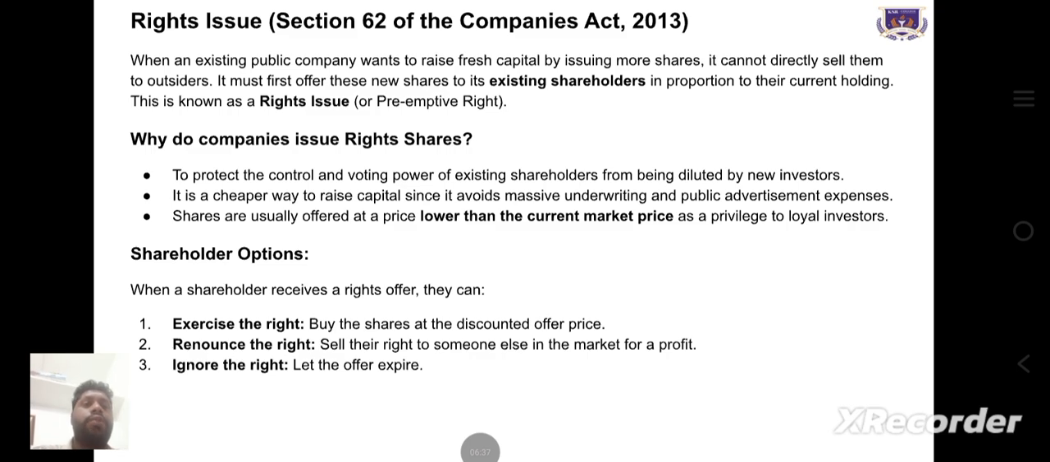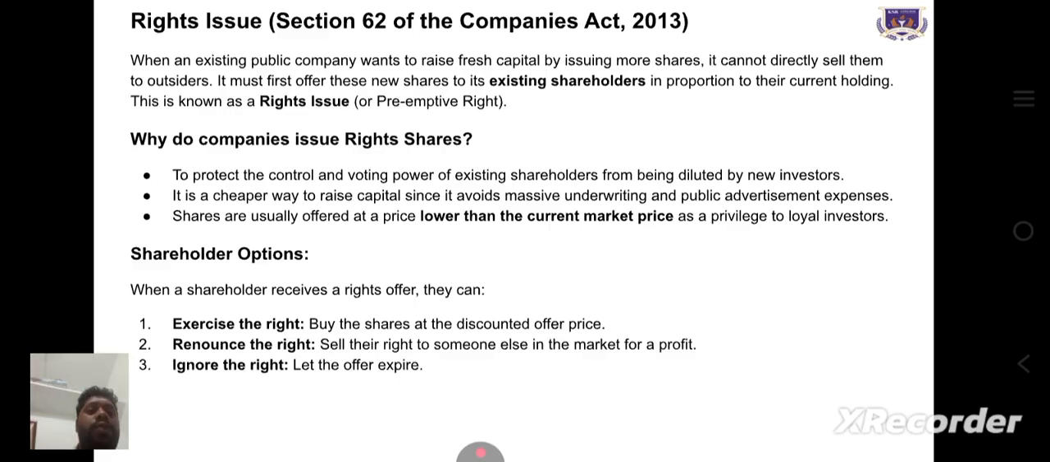Rights issue. Section 62 of the Companies Act 2013. When an existing public company wants to raise fresh capital by issuing more shares, it cannot directly sell them to outsiders. It must first offer these new shares to existing shareholders in proportion to their current holding. This is known as a rights issue.